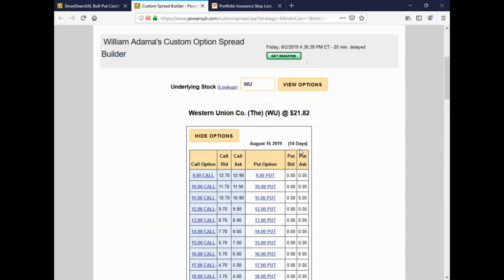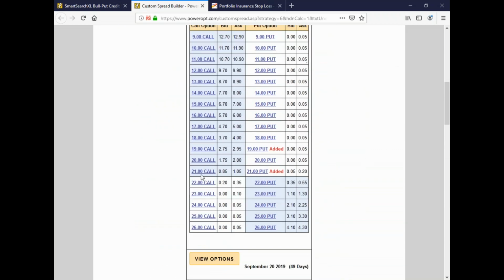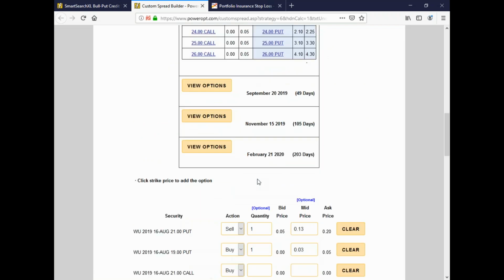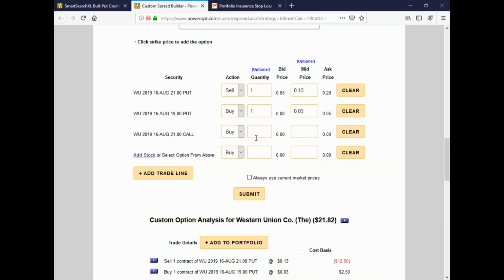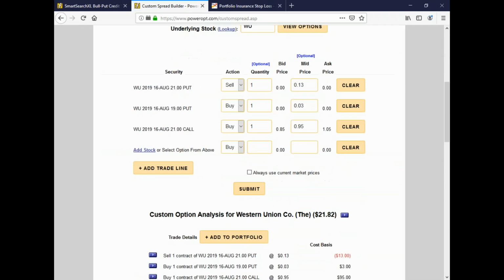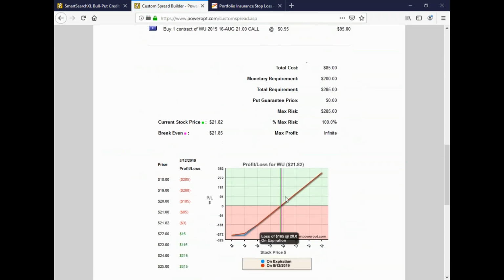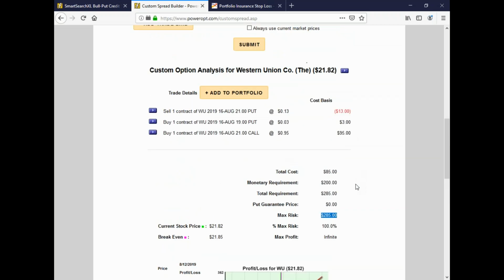Now what I'd simply do, let's go to our August 16th expiration. And we're going to add the 21 call. I'm going to buy 1. And there we have our synthetic married put position with a risk of 285. Maybe a little bit high for what Ian was looking for, but I think that is the easiest way to go about creating a search here.